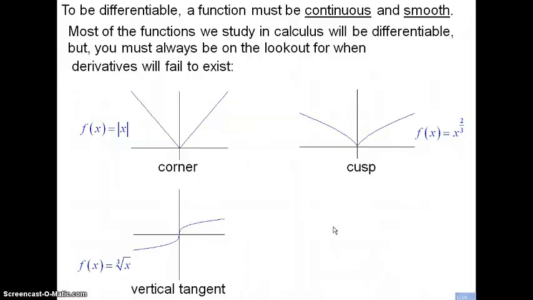Functions can also have vertical tangents. The cube root of x has a vertical tangent at x equals 0. When I take the derivative of this function, I cannot evaluate f prime of 0. There is no output there because it's undefined.